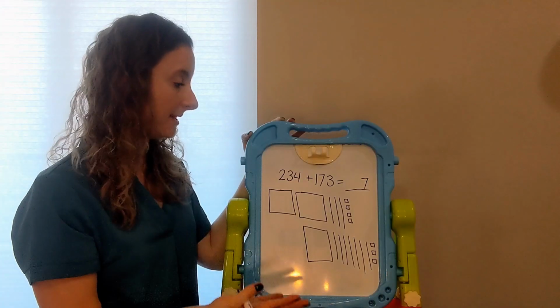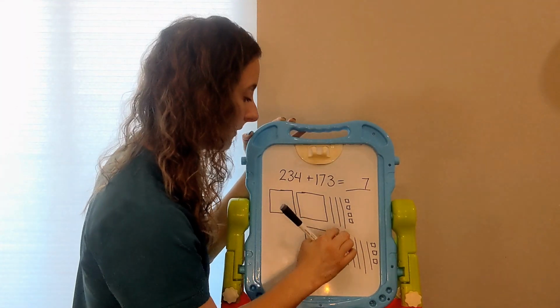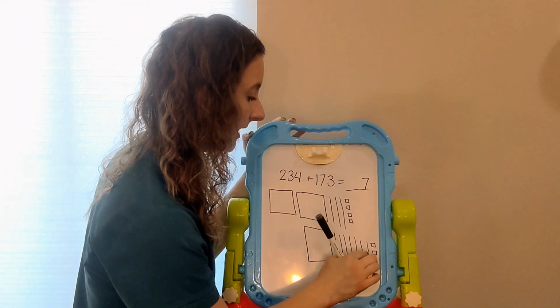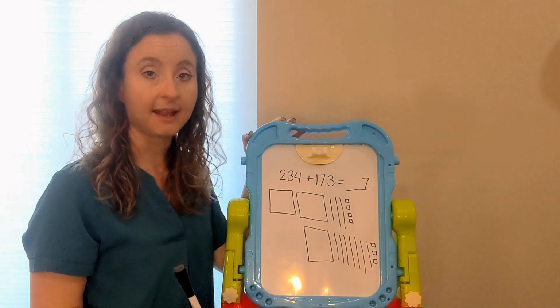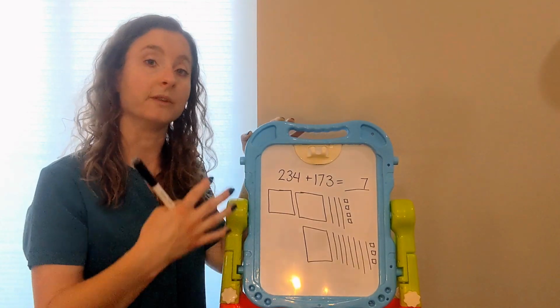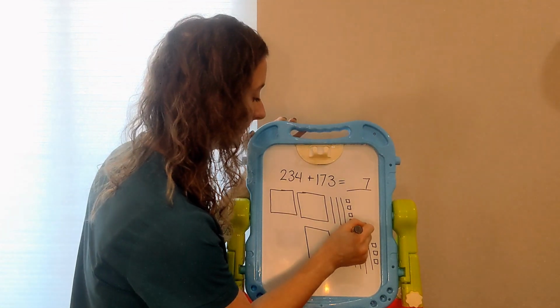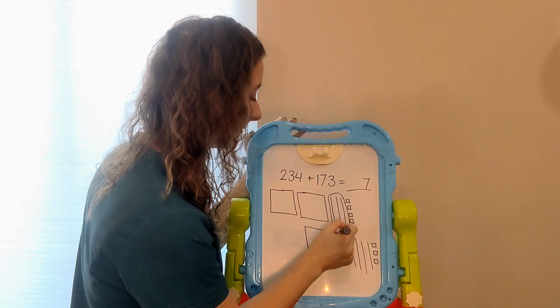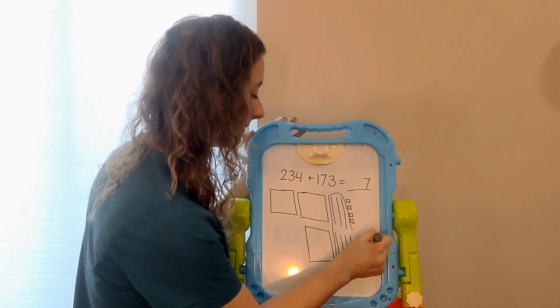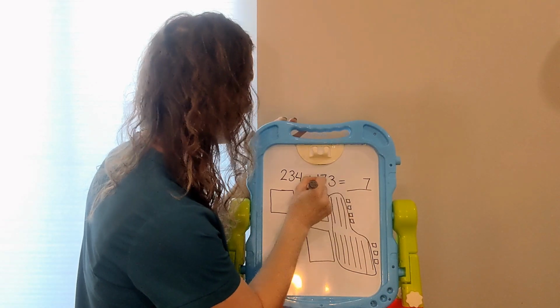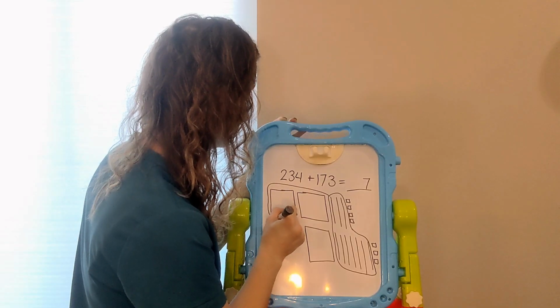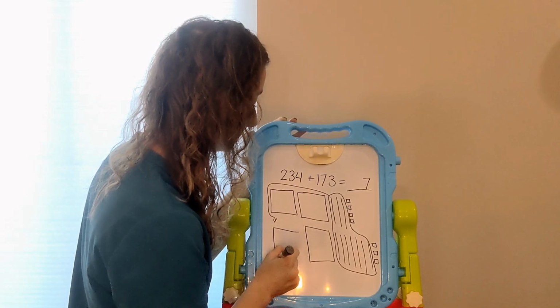Now I'm going to count up my tens. I have 1, 2, 3, 4, 5, 6, 7, 8, 9, 10 tens. 10 tens, again, equals 100. So I'm going to circle my tens, draw my arrow, and draw another 100.